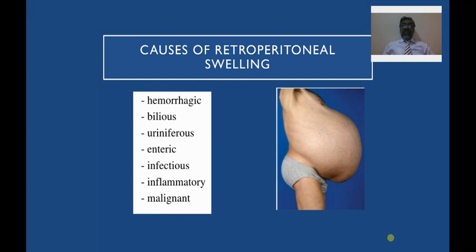So what are the causes of retroperitoneal swellings? In the form of hemorrhage, presence of bile, presence of urine, presence of enteric contents, collection of infections, abscesses, inflammatory conditions, and malignancy.